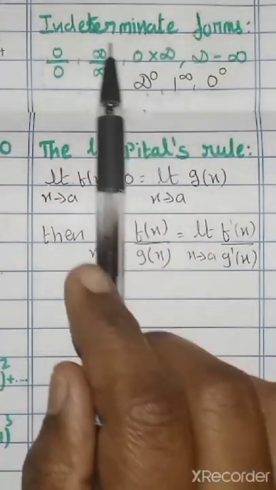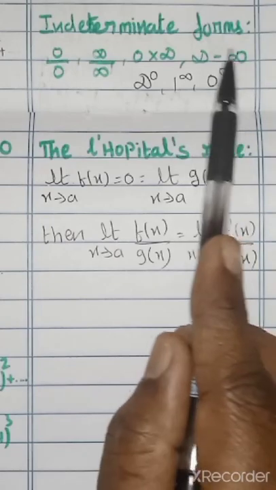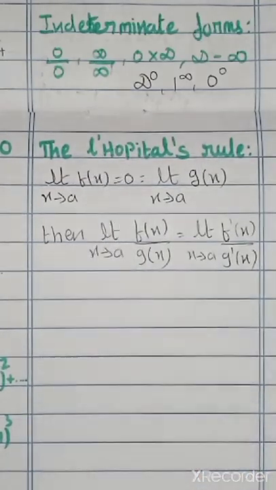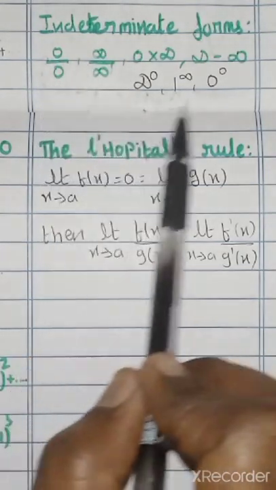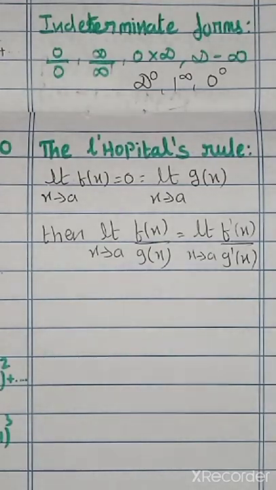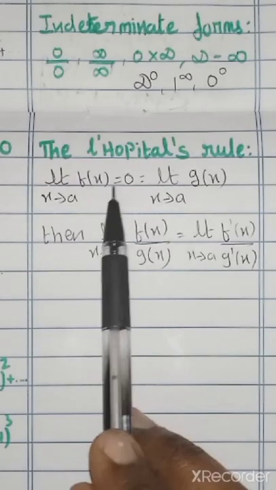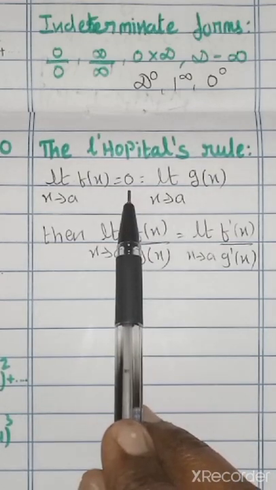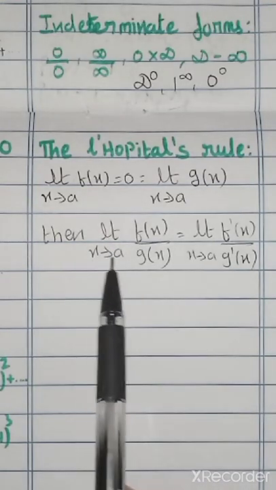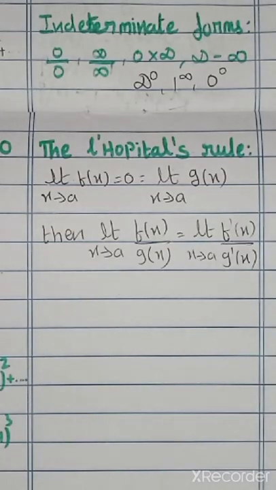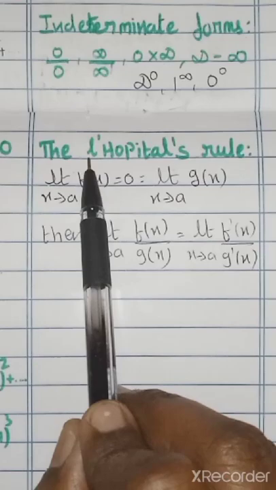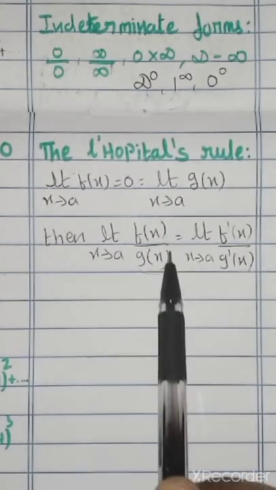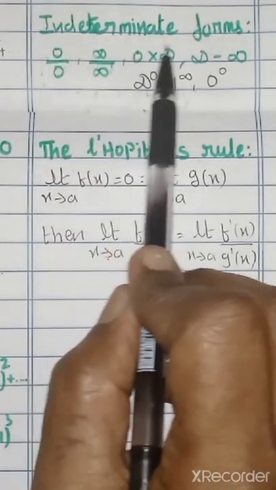Okay, so in this session what we are going to see is how to evaluate these indeterminate forms. We are going to use a rule called L'Hopital's rule. Using this rule, we are going to evaluate the indeterminate form. If we take the function, limit x tends to a, f of x equal to 0, and one more function, limit x tends to a, g of x, that is also equal to 0, then for limit x tends to a of f of x by g of x, using L'Hopital's rule, we are going to differentiate the numerator and differentiate the denominator to get the answer and avoid this indeterminate form.